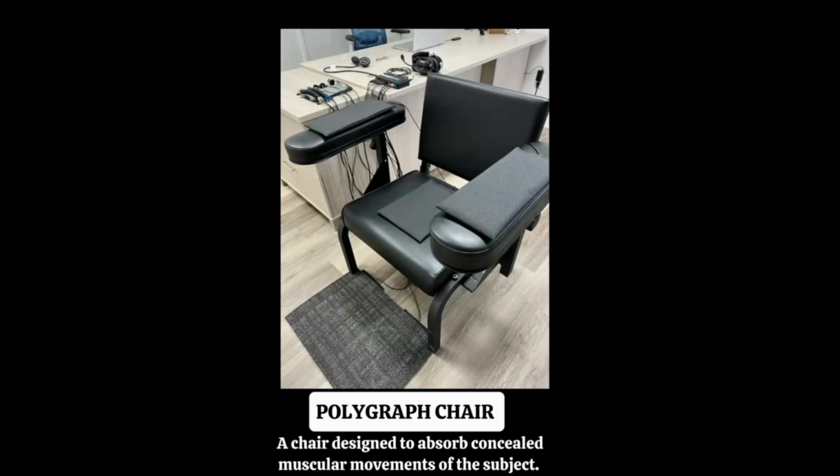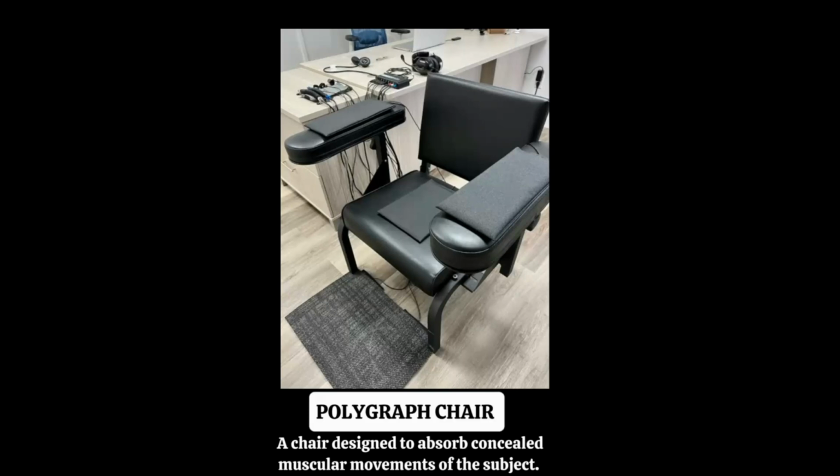Polygraph chair. It is a chair designed to absorb concealed muscular movements of the subject. So, meaning, ito is yung chair na ginagamit during lie detection or yung lie detector test. It is designed to keep the person sitting and still comfortable. Kasi sometimes, yung mga subject is galaw ng galaw, which naapektuhan niya yung result ng test.